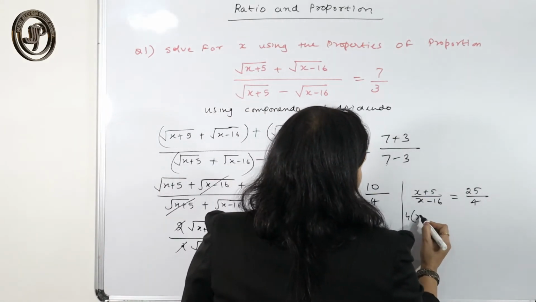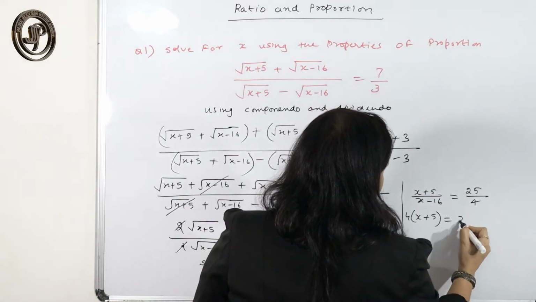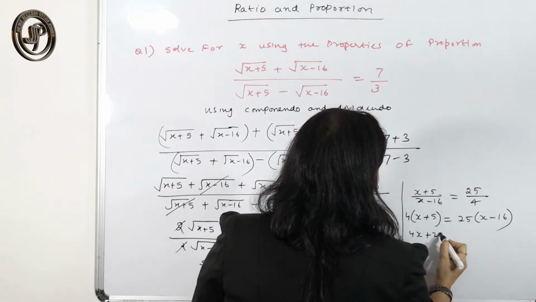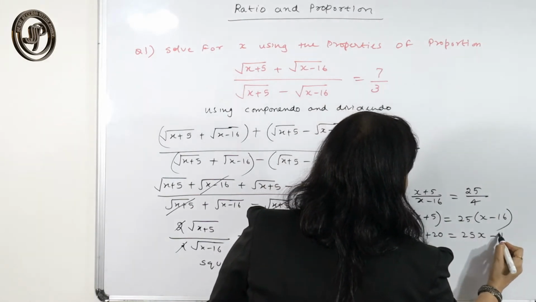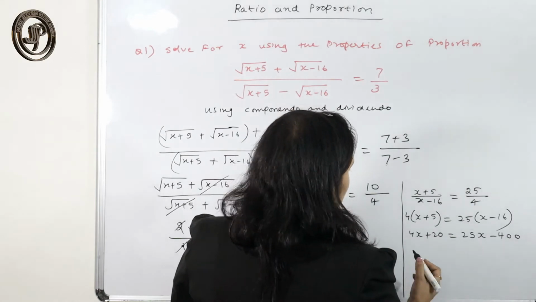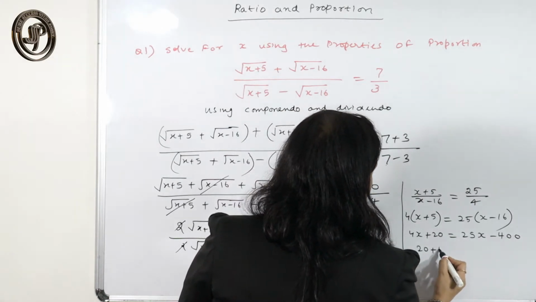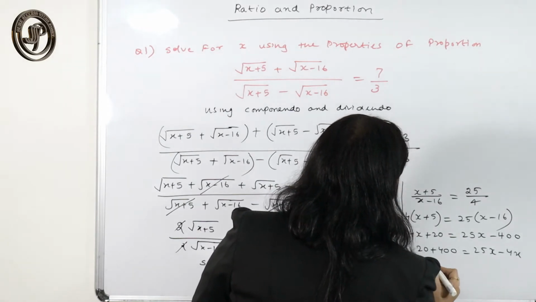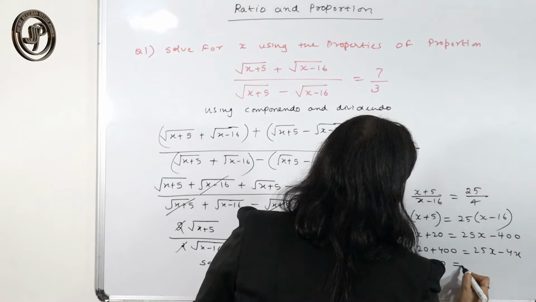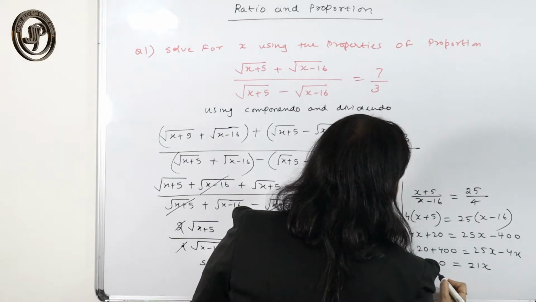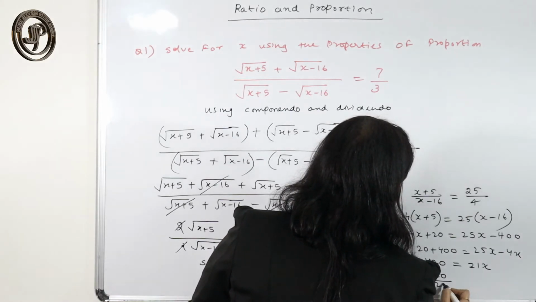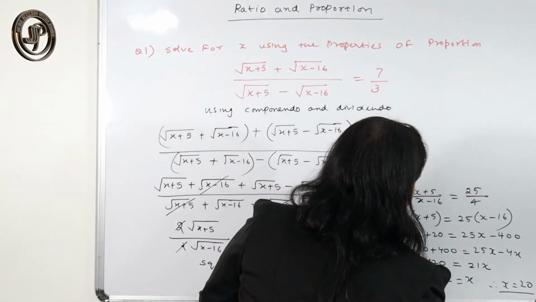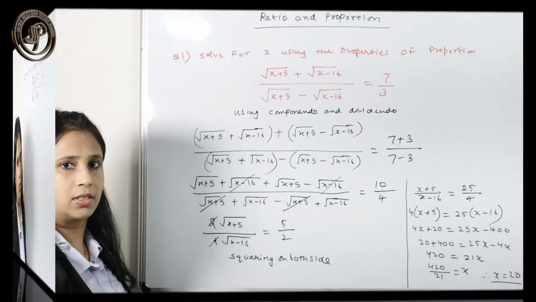Now, cross multiply. So, what we do? Okay, so here 20 plus 400 is equal to 25x minus 4x, that is 420 is equal to how much? 21x. So 420 upon 21 is equal to x. Therefore, your x will be 20 after reducing this.